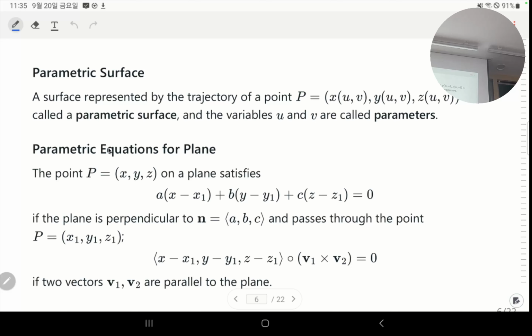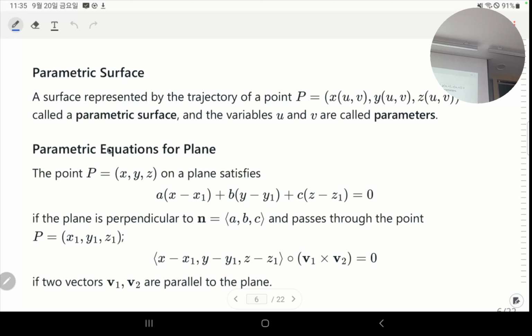Surface is two-dimensional, obviously, so you need two variables, right? So curve is one-dimensional, so you need only one parameter, t. But in the surface, you need two parameters, u and v. So u and v are just arbitrary variable symbols. You can replace them with any other variables, but I choose u and v because I want to choose x, y, z for the codomain space variables.